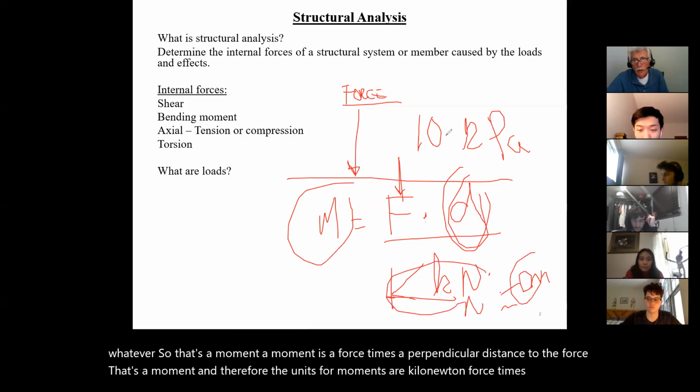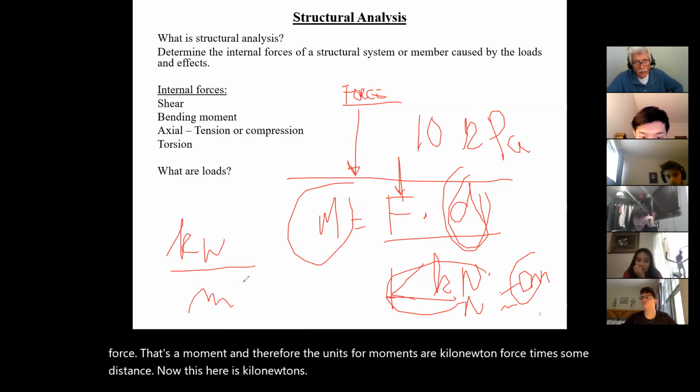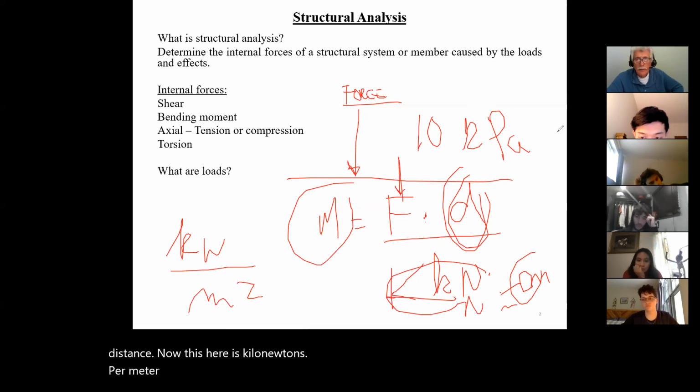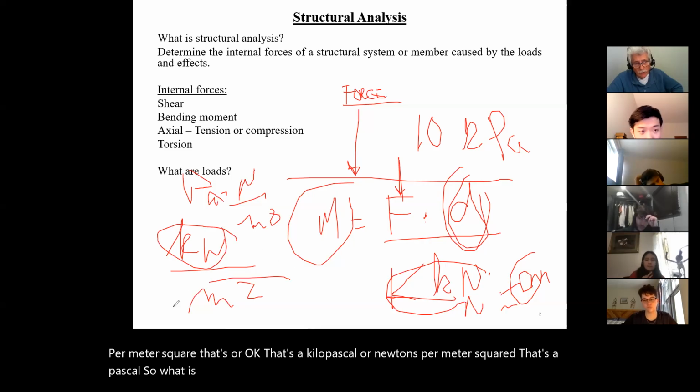So now, this here is kilonewtons per meter squared. That's a kilopascal, or newtons per meter squared. That's a pascal. So what is this? A force divided by?